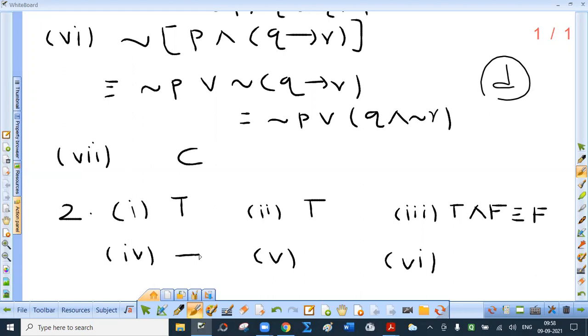Fifth one. Cos square theta minus sin square theta is cos 2 theta for all theta belonging to R. Yes, it is a statement which is true. So T. Last one. If x is a whole number, then x plus 6 equal to 0. False. x will be minus 6. Minus 6 is not a whole number. So truth value is F.